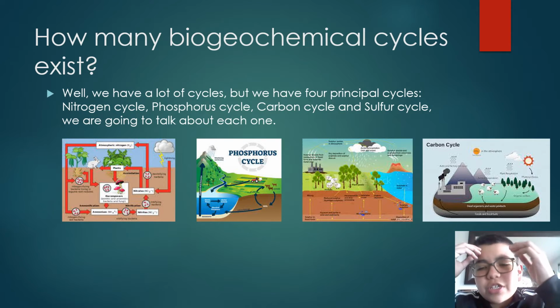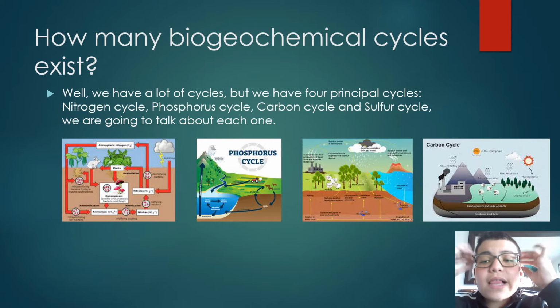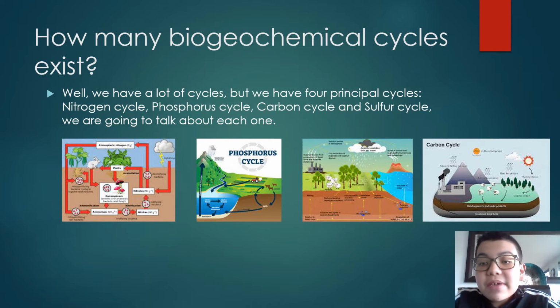Well, I have a question. How many biogeochemical cycles exist? Well, we have a lot of biogeochemical cycles, but we're gonna concentrate on these four: the nitrogen cycle, the phosphorus cycle, the sulfur cycle, and the carbon cycle.